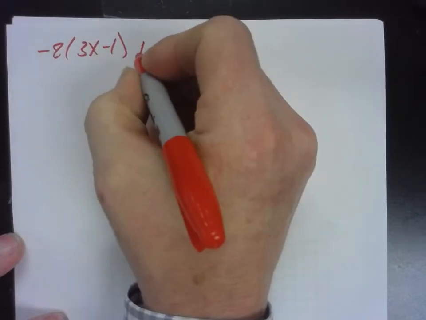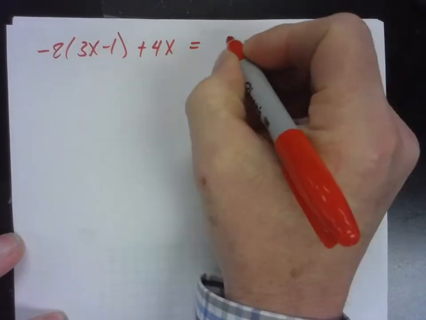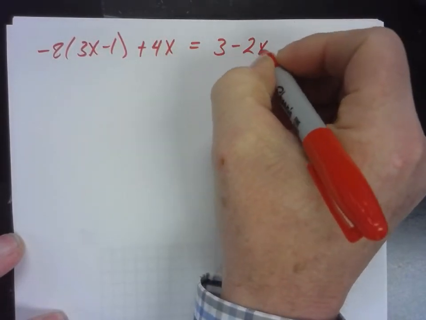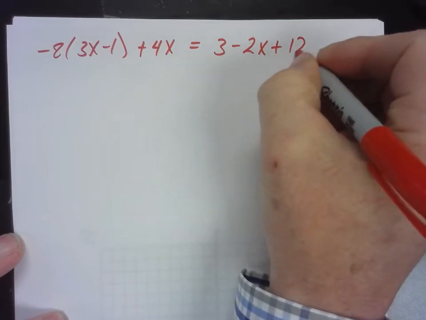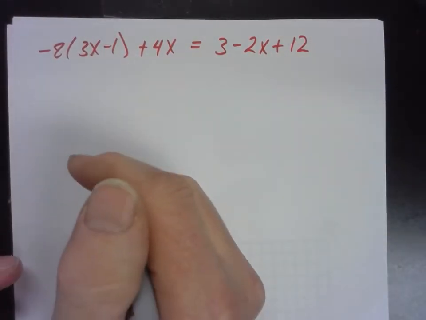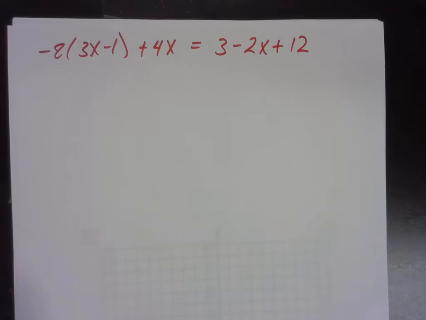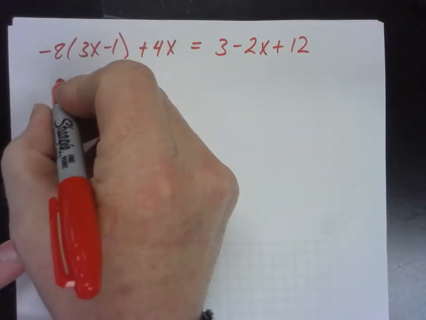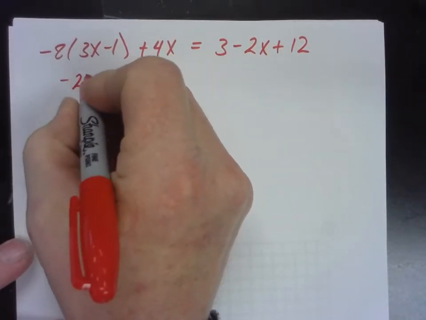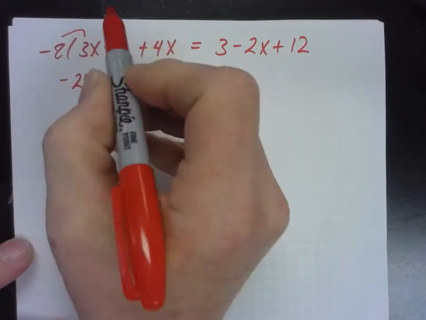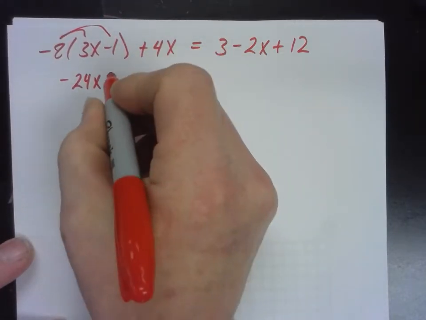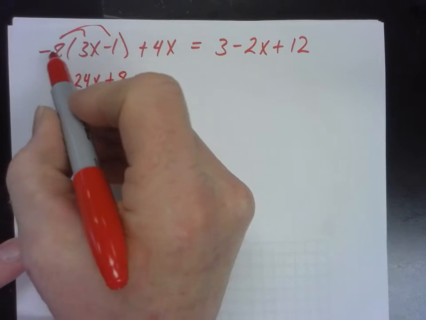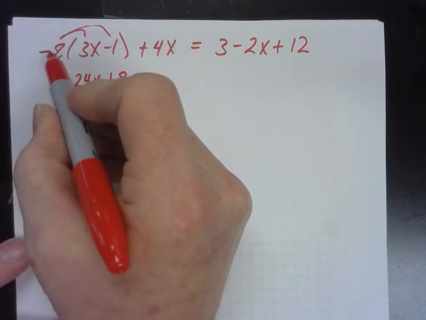I'll write the whole thing. I hope at this point that the first thing you're writing down on your paper is the equation as you eliminate the parentheses, as you do a step, right? So negative 8 times 3x is negative 24x. And then also negative 8 times negative 1 is positive 8. Are you starting to distribute the negative, right?